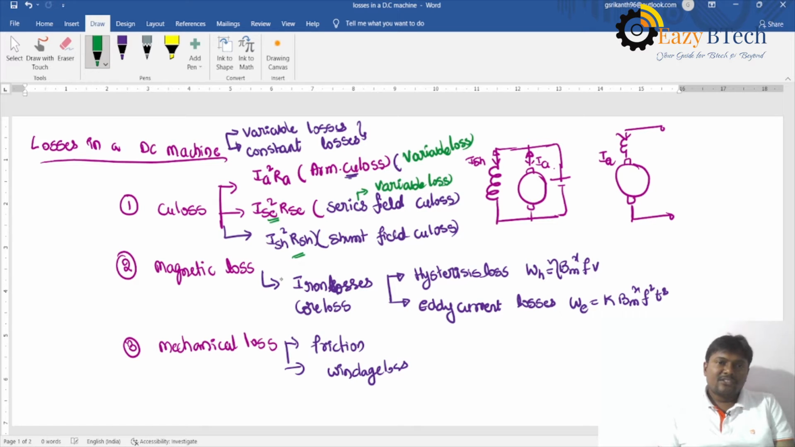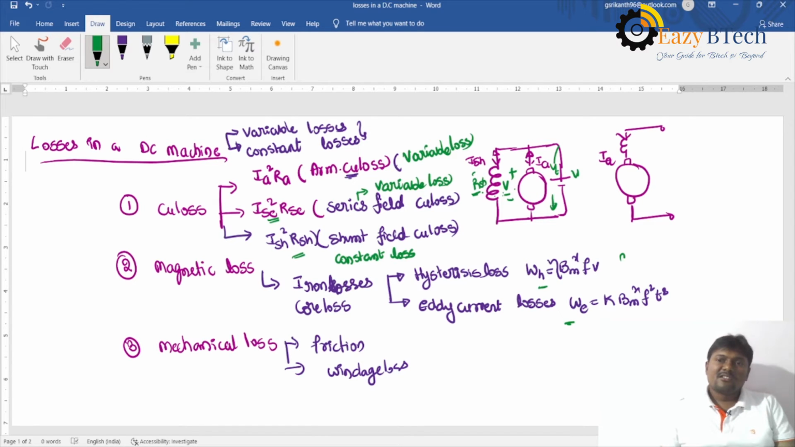And coming to the shunt field copper loss, the same terminal voltage or supply voltage will be applied across the shunt field winding. If it is a generator, it is the terminal voltage, and the same terminal voltage or supply voltage will be applied across the shunt field winding. Then RSH is constant, and ISH is constant. So I can treat this as a constant loss. The hysteresis loss and eddy current loss are also constant.